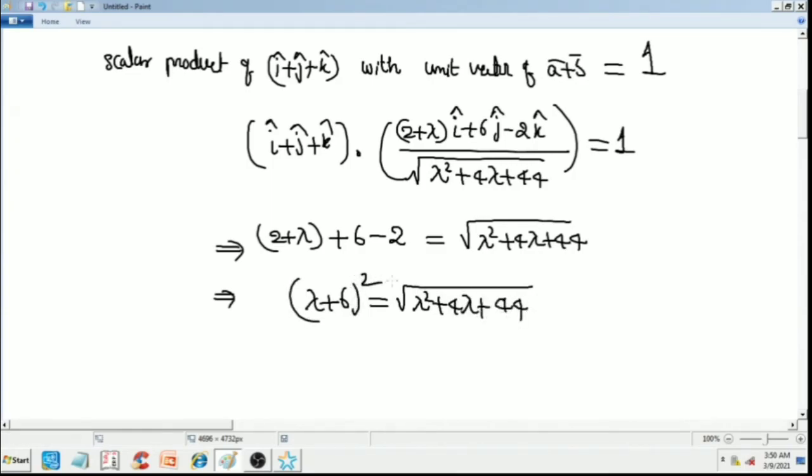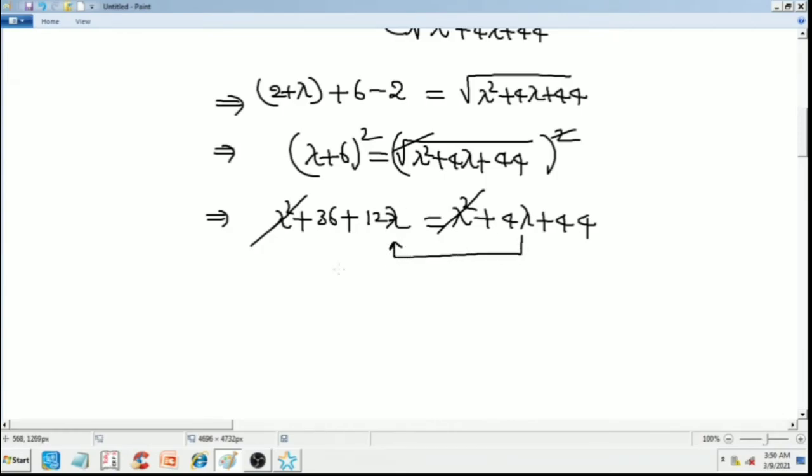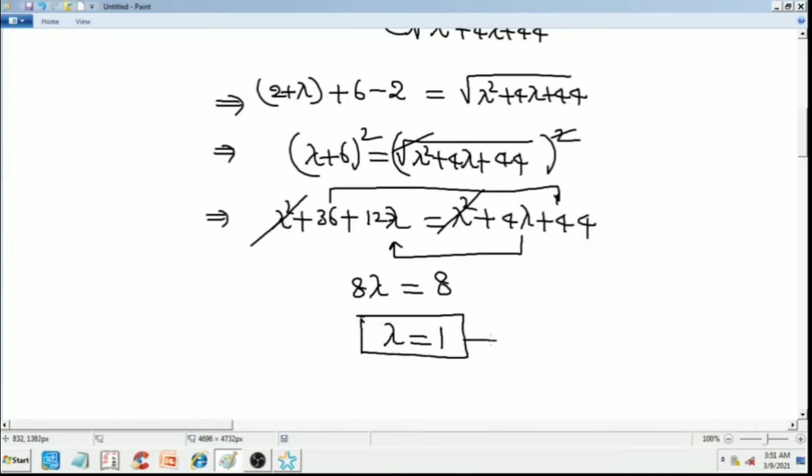Squaring on both sides, the square root cancels. So lambda plus 6 whole square, a square plus b square plus 2ab, 2 into 6 is 12 lambda, equals lambda square plus 4 lambda plus 44. So lambda square gets cancelled, 4 lambda we bring to this side. 12 minus 4 lambda is 8 lambda equals 44 minus 36, 8. So lambda equals 1. Hence we got the solution.